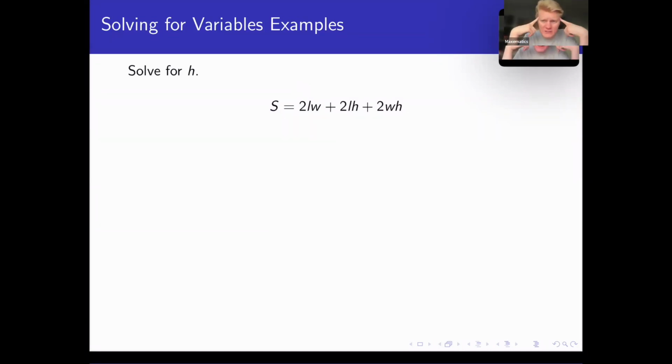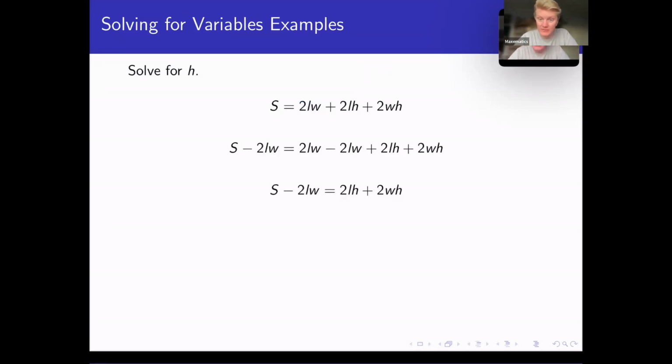Okay, think back to when we were solving equations with just x's. We wanted all the x's on one side. So if we're solving for h, let's get all of our h's on one side and all of our non-h's to the other side. Okay, well, we have an h here, but 2 length width does not have an h in it. So let's subtract that on both sides. Let's get that out of there.